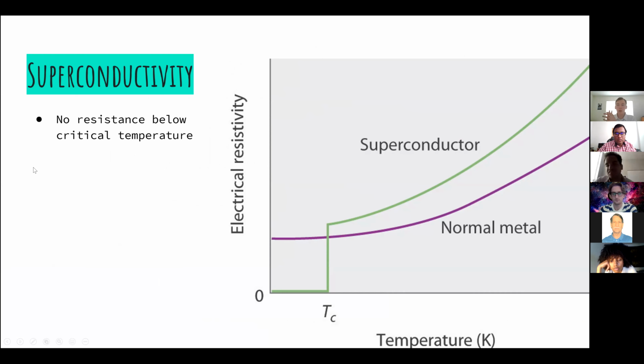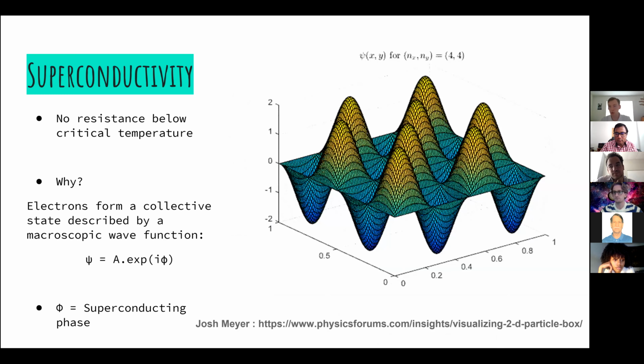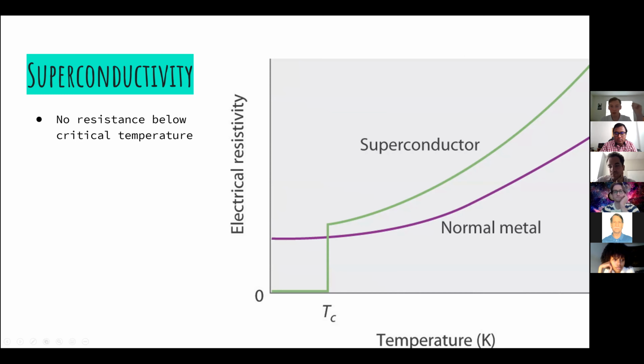Okay, so we'll start off with superconductivity, and basically the hallmark of superconductivity is that in a superconductor, as we drop the temperature lower and lower, we're going to hit a critical temperature at which the electrical resistance drops to 0. And this is, of course, in stark contrast to a normal metal, which drops towards a finite resistance.